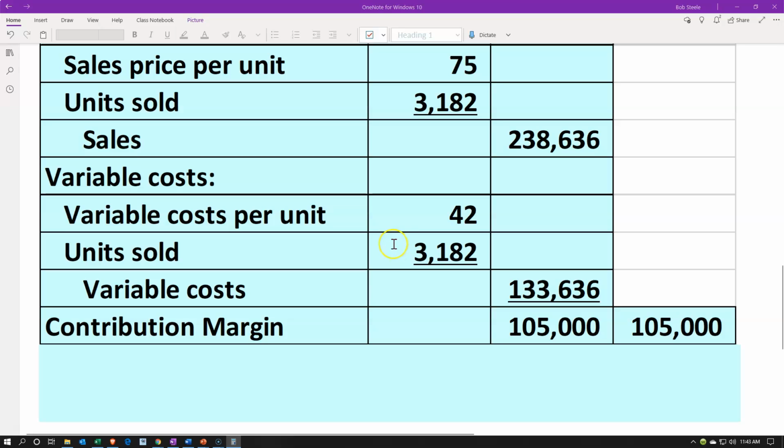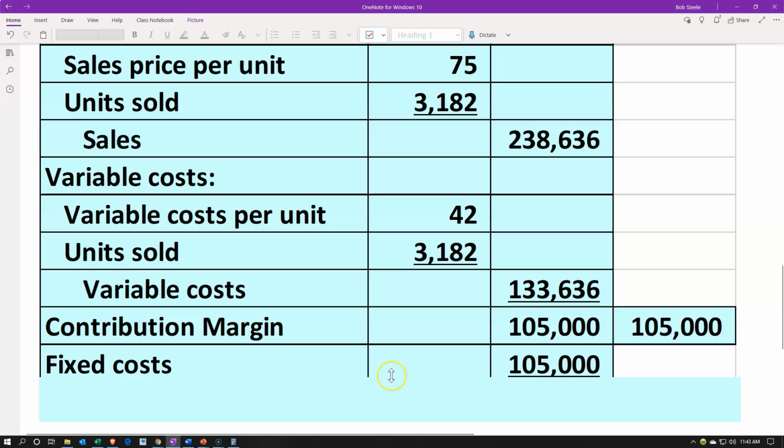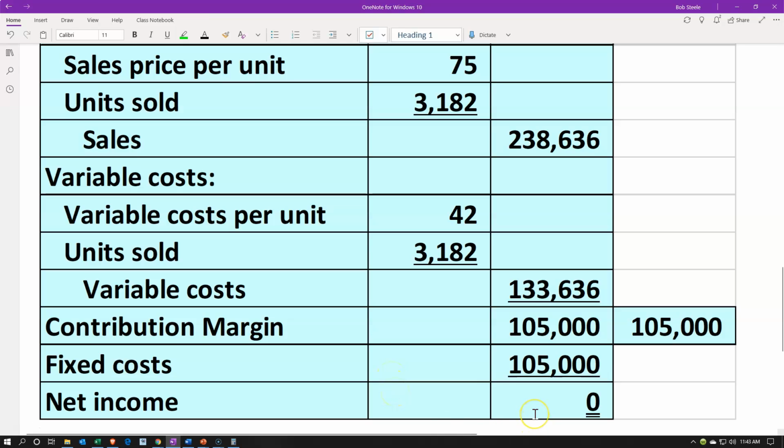Also note that you have to determine that you're going to have total variable costs here versus the unit variable cost, which is that 42. Okay, so then we're going to have the fixed cost, which is the 105, and that of course means that we are at the break even, meaning we have no income or loss, because that's what we were calculating here, which was the break even point.